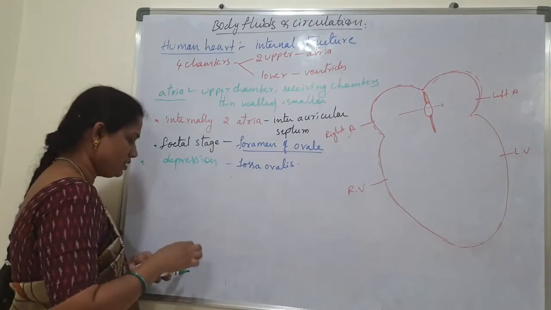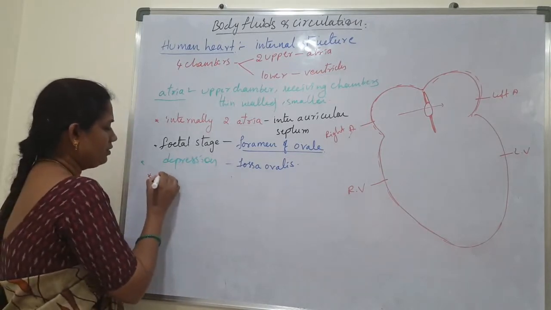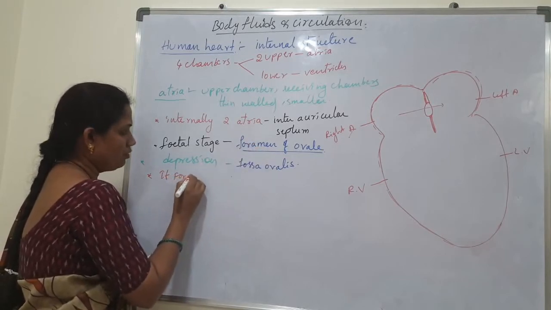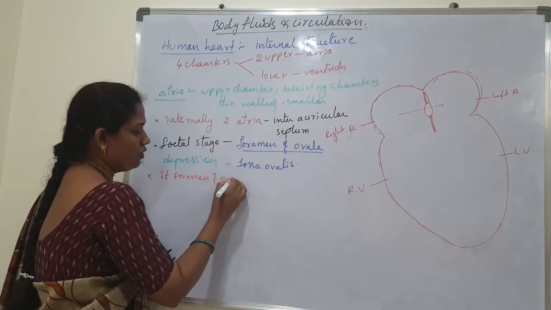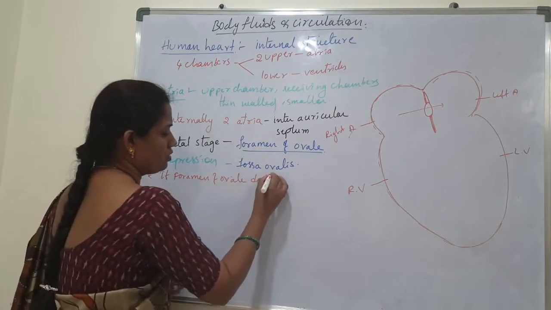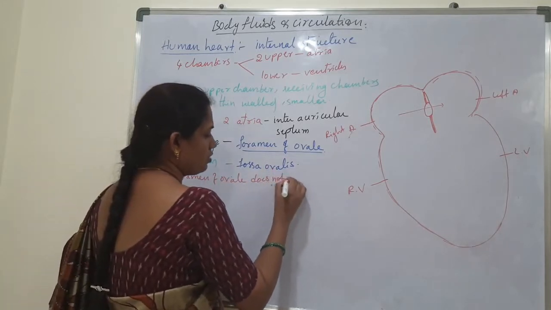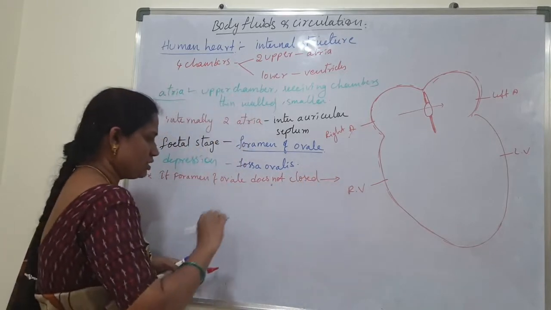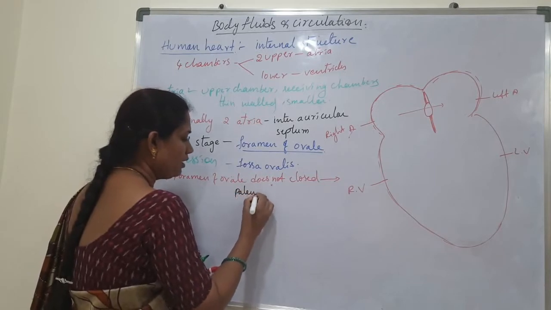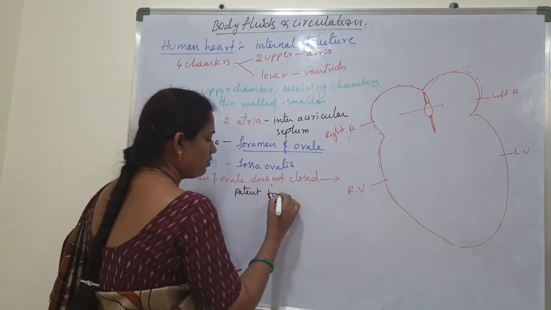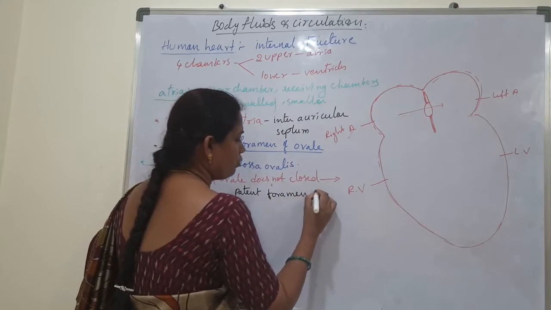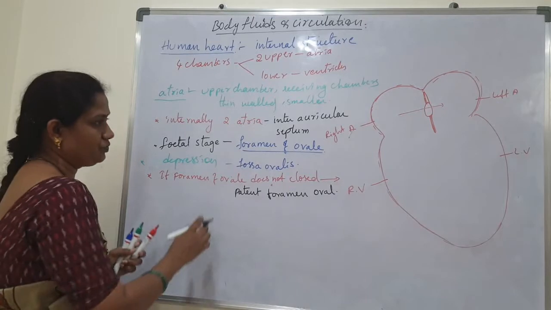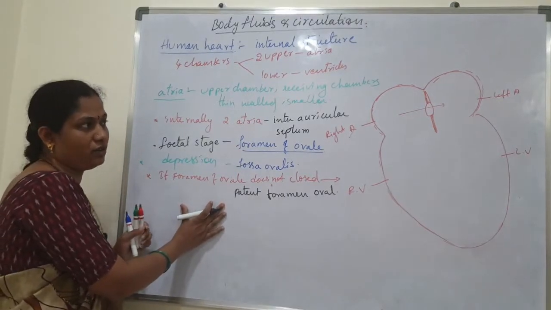Next, if in some conditions the foramen ovale does not close, that condition is called patent foramen ovale. Okay, so this is about the interauricular septum.